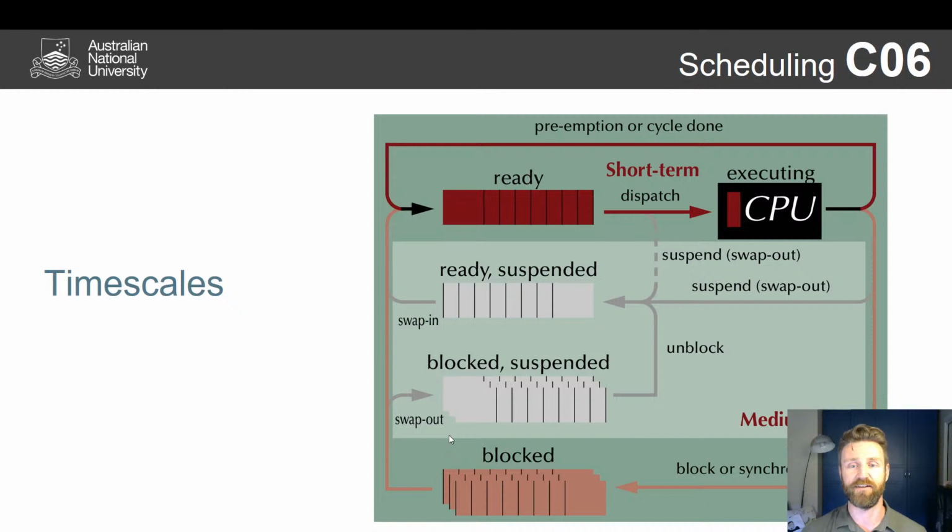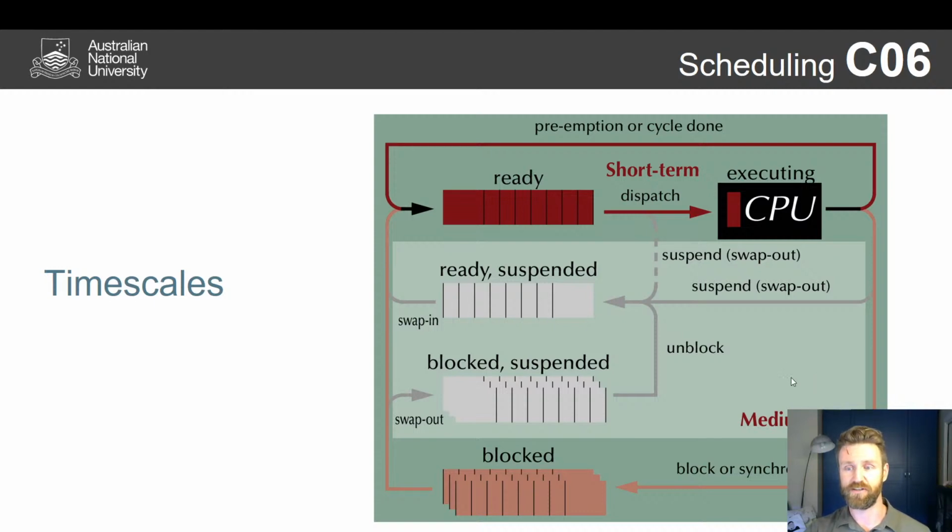We can add to that a slightly longer term, a medium term cycle. When we're thinking about suspension, we're thinking about swapping processes in and out of memory. So as you can imagine, this is a very expensive operation to do, to write a large part of the memory out onto a secondary storage. It's going to be very expensive, and so if we're going to add this kind of operation into our scheduling algorithm, we're going to be thinking on much larger timescales.